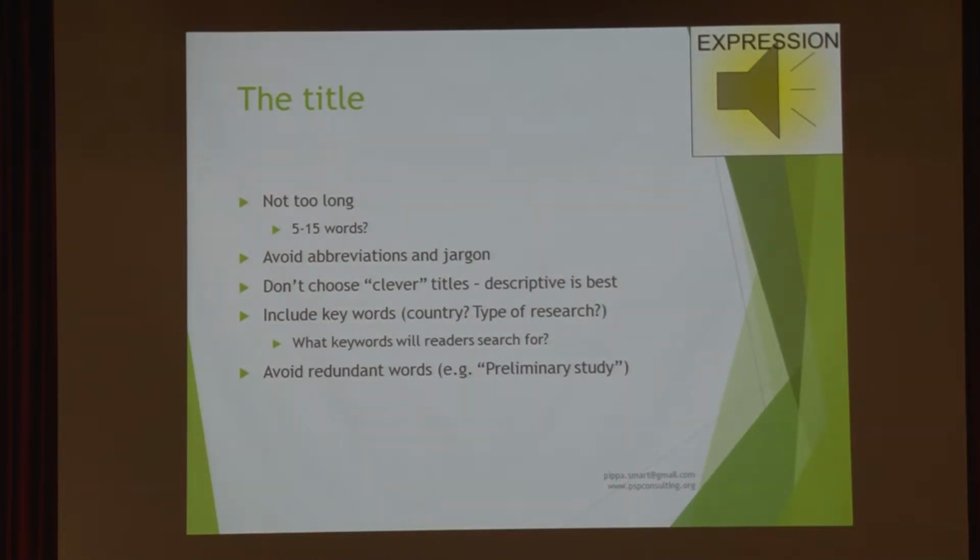So if you did a research article, perhaps about child mortality in Croatia, you need to think, if somebody wants to find this information, what words are they going to put into Google? Are they going to put child and mortality in Croatia, in which case I have to have those 3 words in my title. So put them in. So really important to think about this. Also, avoid redundant words like, this is a preliminary study of something. Just saying it's a study is fine.